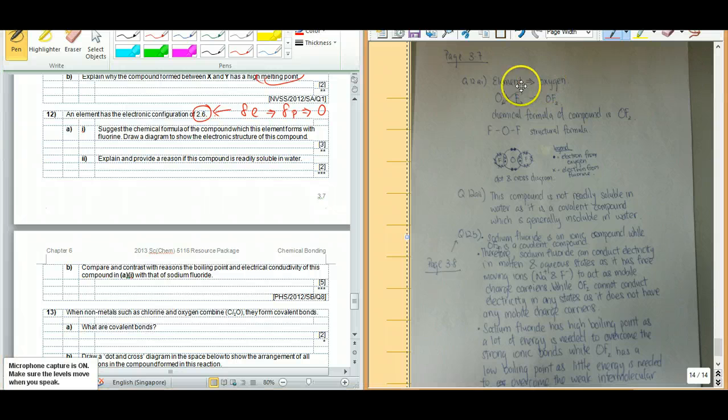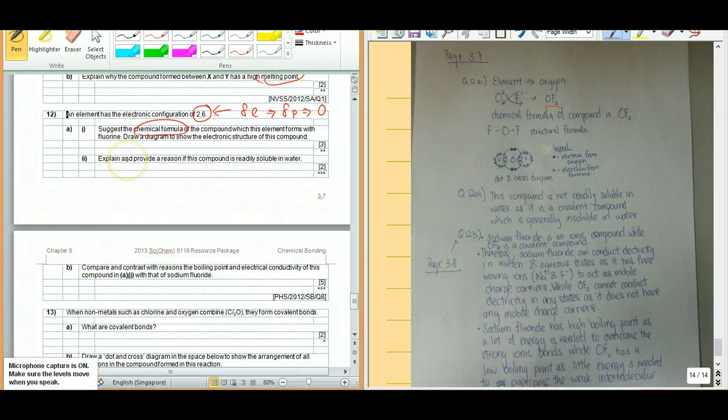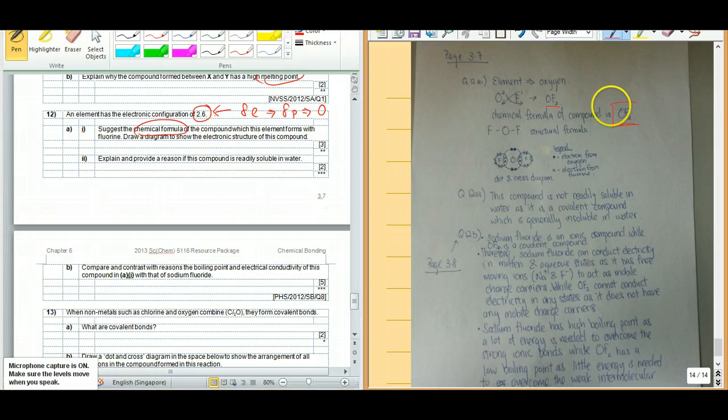So once I know the element is fluorine, I can do the cross method to find the compound. So I know the compound is OF2. Next up, because you can see there's two parts here, first you must find the chemical formula before I can start drawing. So once you got the chemical formula out, you can actually start to draw.